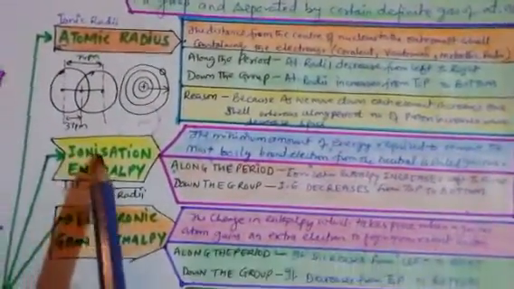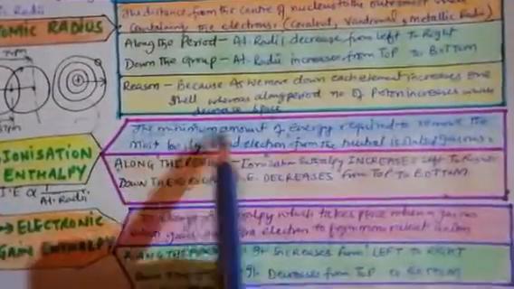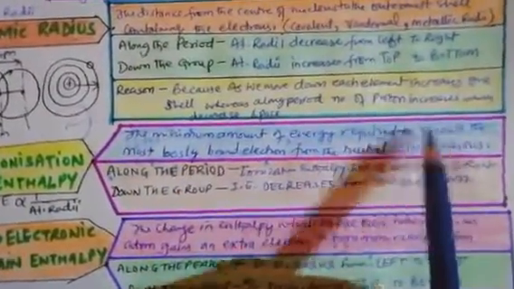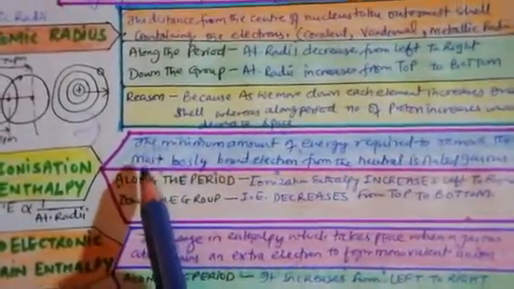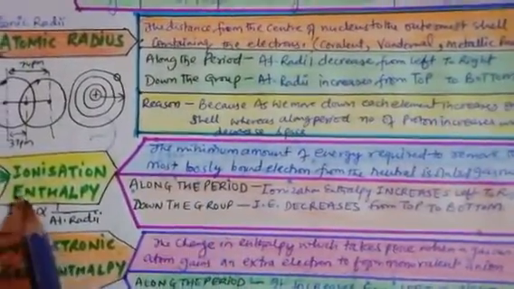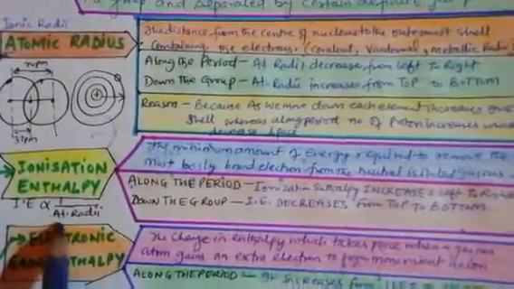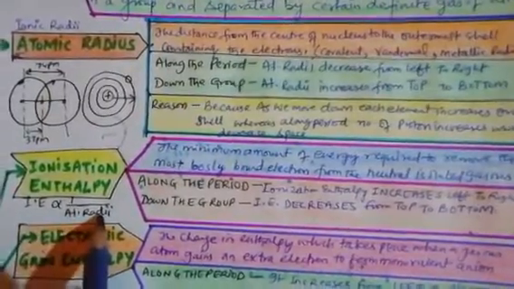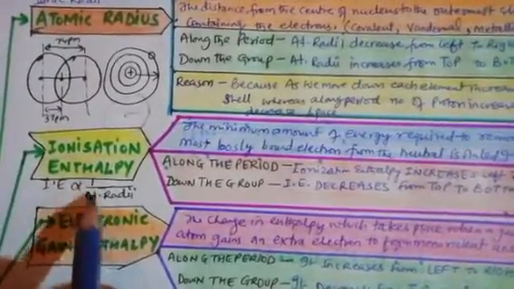Okay, second is ionization enthalpy. You need to understand the word ionization first. Ionization is the minimum amount of energy required to remove the most loosely bound electron from a neutral isolated gaseous atom. That kind of energy is called ionization enthalpy. Wherever the word enthalpy is there, that is energy. It is the reverse of, or inverse to, atomic radii. If atomic radii decrease left to right, ionization enthalpy increases left to right, and down the group it decreases whereas atomic radii increase. That's why ionization enthalpy is inversely proportional to atomic radii.